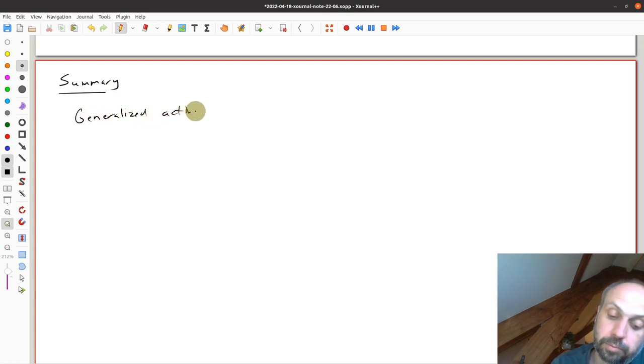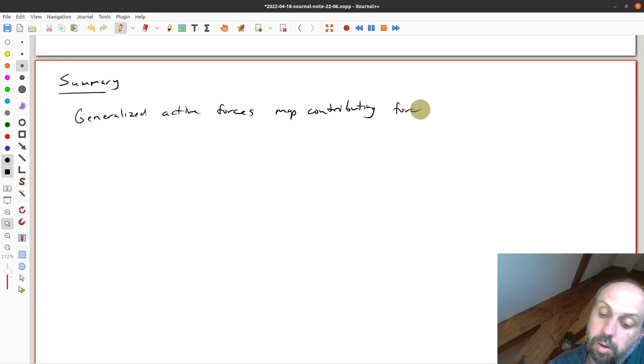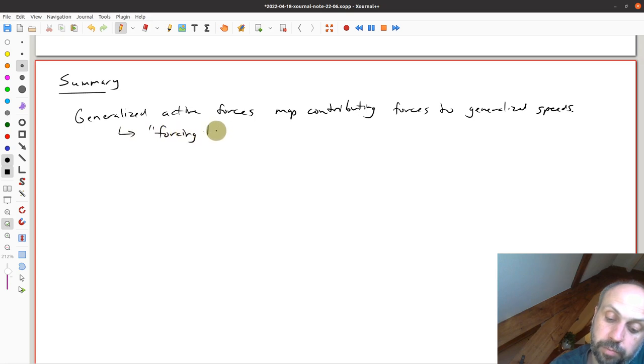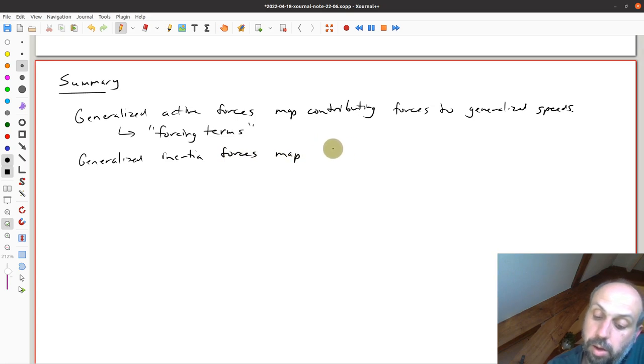The generalized active forces map contributing forces to generalized speeds, right? And these, you can call these the forcing terms. And then the generalized inertia forces map the inertial effects to the generalized speeds.